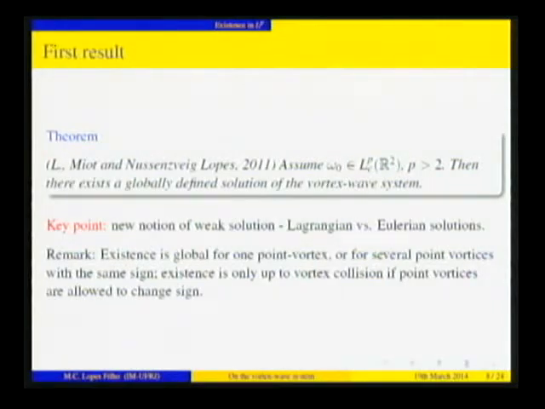And here we needed to introduce a notion of Eulerian solution. So this is a result of a weak solution, this is a weak Eulerian sense, whereas everything else was sort of Lagrangian sense. I don't think we introduced this. This was already around. And existence for a one-point vortex or for several point vortices with the same sign is global, and up to vortex collision if the point vortices are allowed to change sign. This is the content of this result.